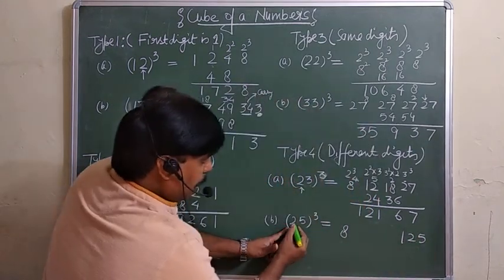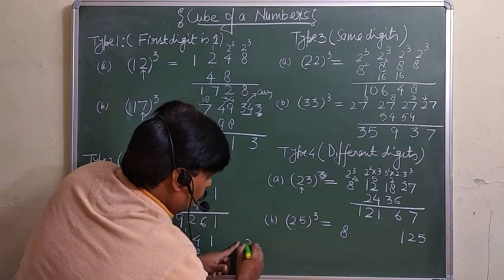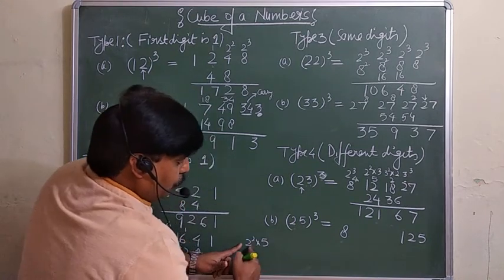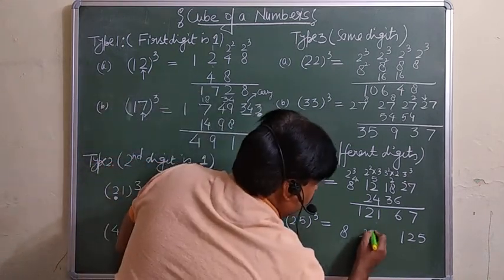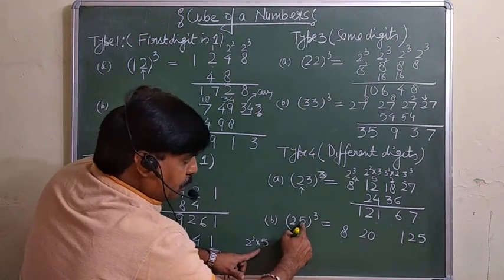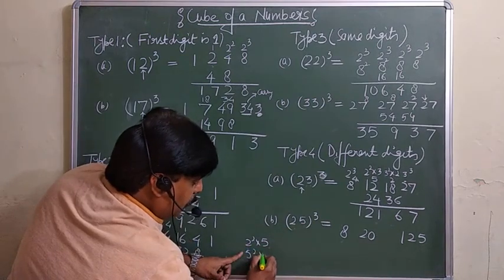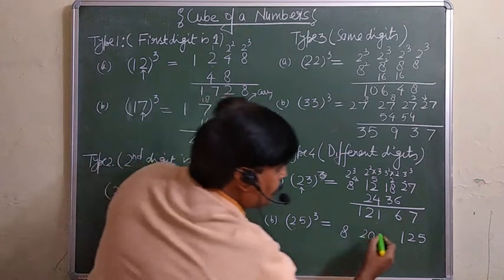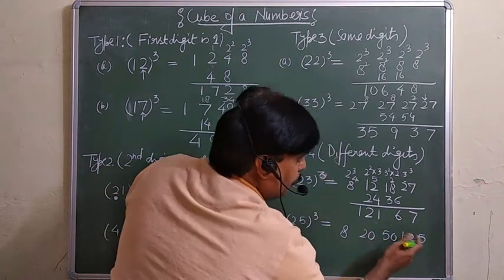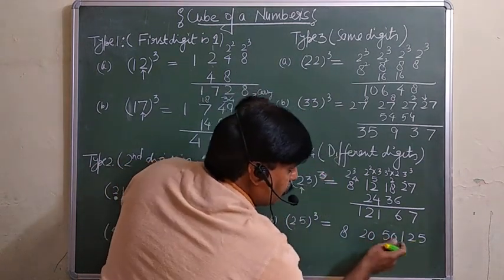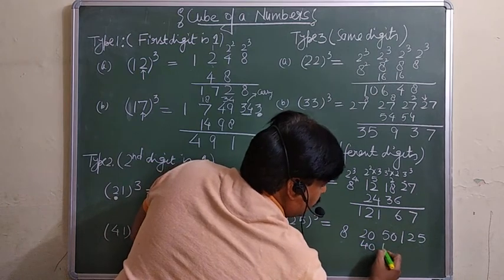125. Square of this number into 5: 2 square into 5, 4 times 5 is 20. So 20 is here. Square of this number into 2: 5 square into 2, 25 into 2, 50. Keep these two numbers as they are. Do the double of this one. So this is 40 and this is 100.